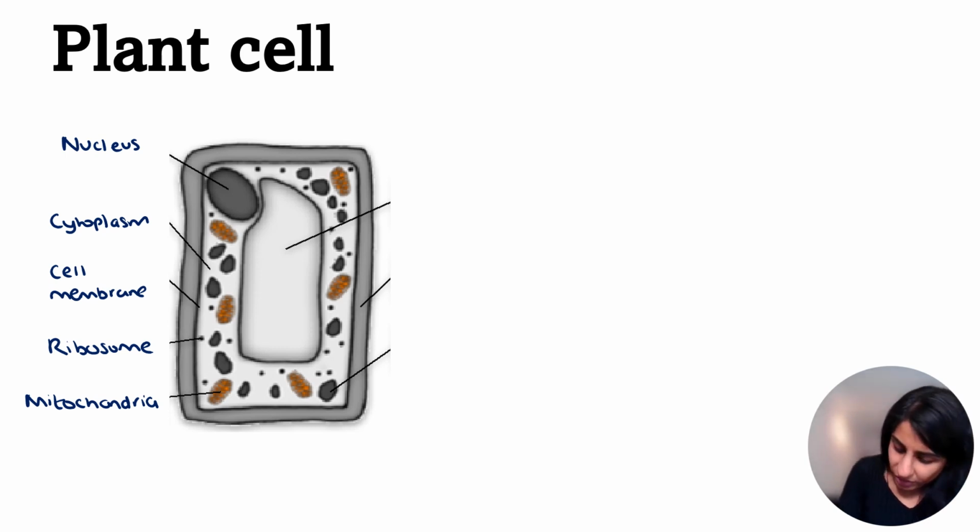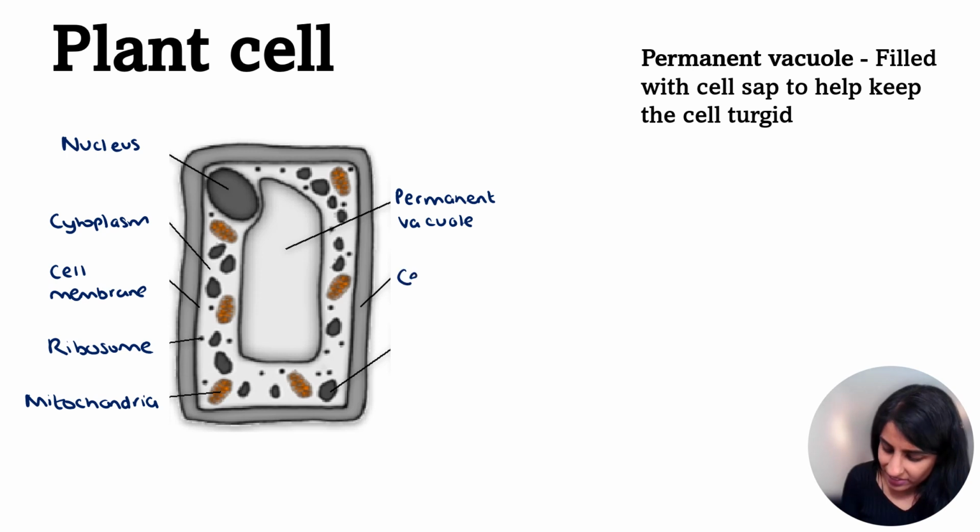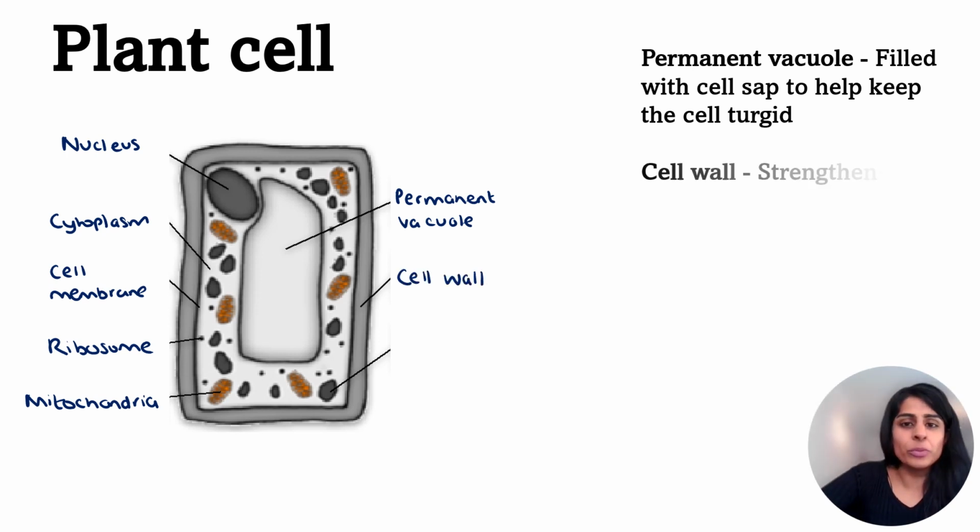So at the top, we've got a permanent vacuole. Permanent vacuole is filled with cell sap, and it helps keep the cell turgid. This is a cell wall. Now the cell wall is made of cellulose, and that strengthens the cell.